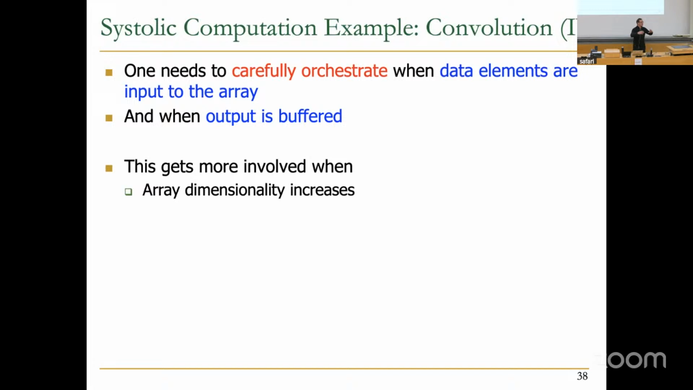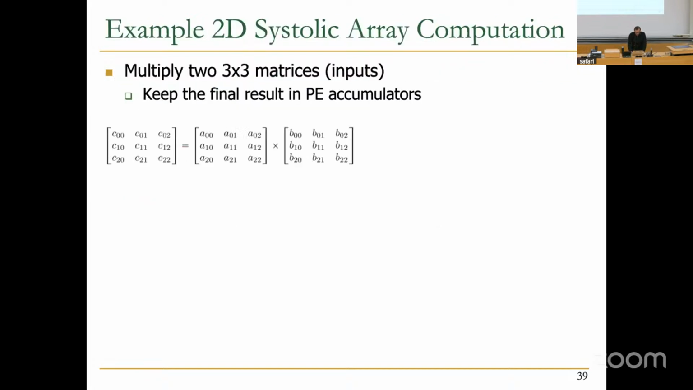This gets more involved when things become more complex. When array dimensionality increases, for example, as we will see, but for matrix multiplication, it's going to be okay. When processing elements become less predictable in terms of latency, for example, if they're not doing just multiply and accumulate, but they're doing some memory access, as we will see, they're going to be very difficult. But let's take a look at matrix multiplication first. So, another example of systolic computation. This is exactly the reason it's used in, for example, TPUs.